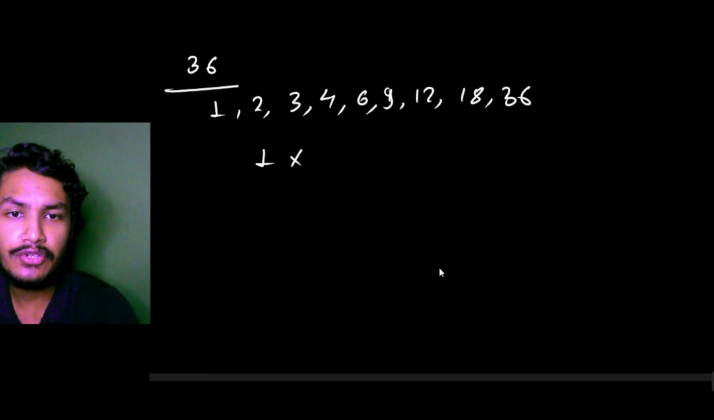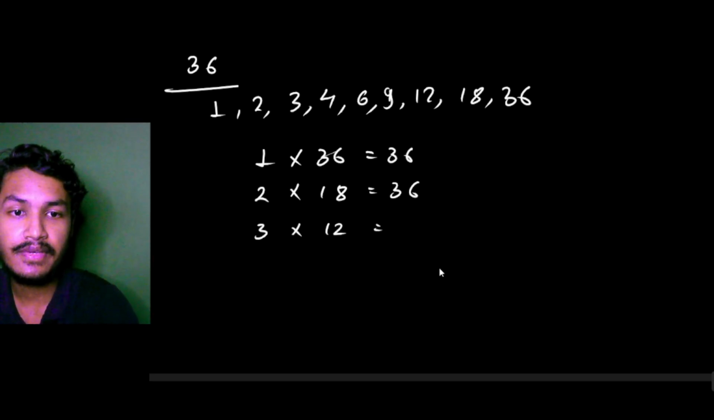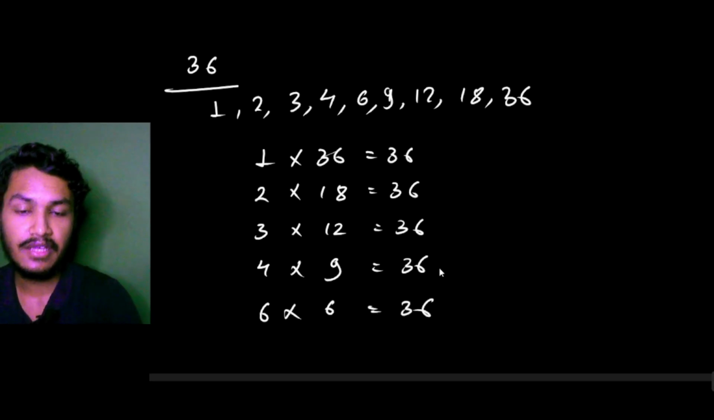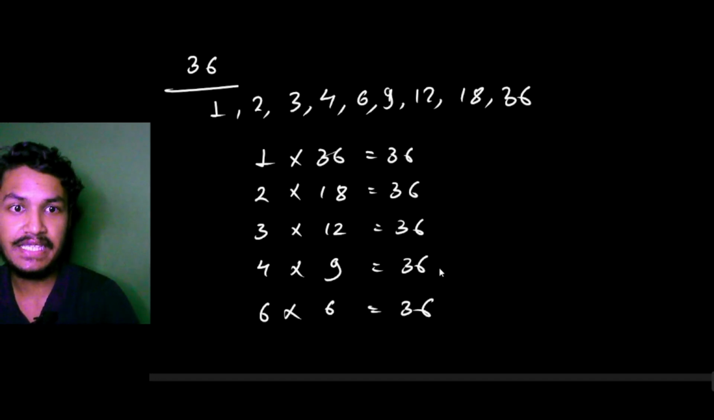1 into 36 equals 36. All right. 2 into 18 equals 36. 3 into 12 is 36. 4 into 9 is 36. Then 5 cannot, 6 into 6 equals 36. What you will see after this, let me write down here.